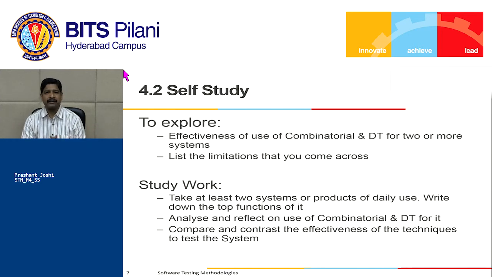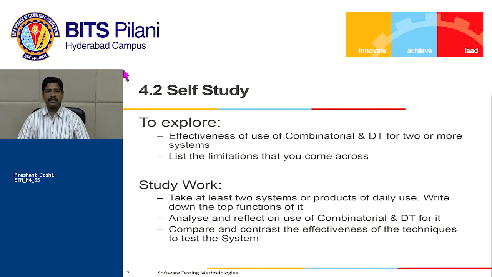It may be a traffic light, it may be a lift. Those which you use very, very regularly. Maybe it's a microwave oven. Now, specifically use combinatorial and decision table to validate these systems. And now compare and contrast with the effectiveness of these techniques itself.